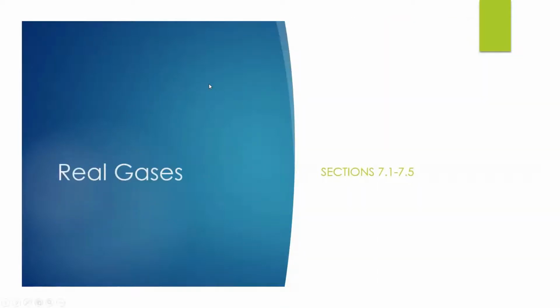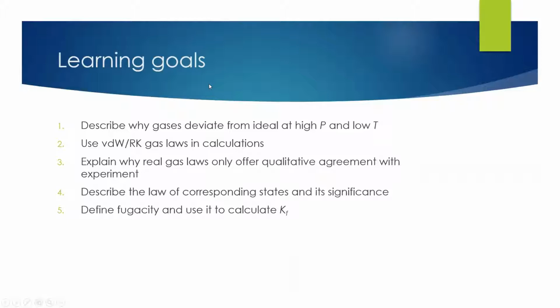So the learning goals for today are going to be to, like I said, describe why gases deviate from ideal. And these typically happen at high pressures and low temperatures. We'll then look at a couple of real gas equations. The main ones that we'll use are the van der Waals equation, and we'll also talk about the Redlich-Kwong equation. Those are pretty similar. We'll mention a few others, but we're not going to go into them in too much detail.